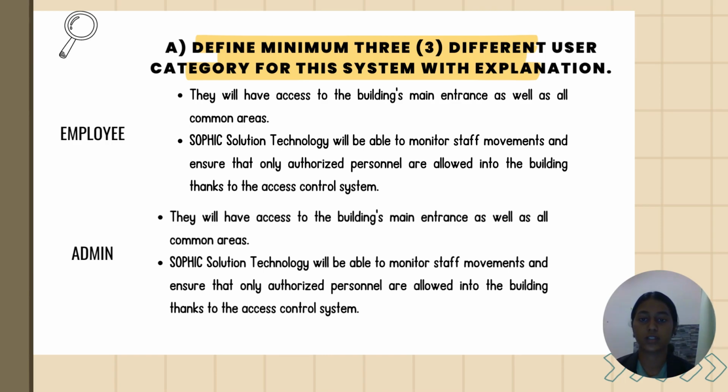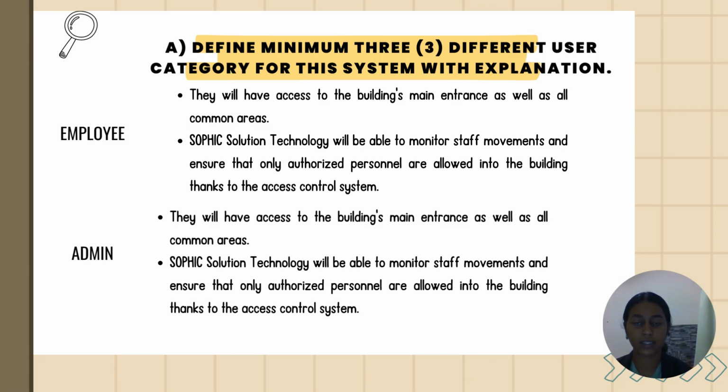So the first category is employee. They will have access to the building main entrance as well as all the common areas. Surface storage technology will be labeled to monitor staff movement and ensure that only authorized personnel are allowed into the building, thanks to the assistance of the access control system.